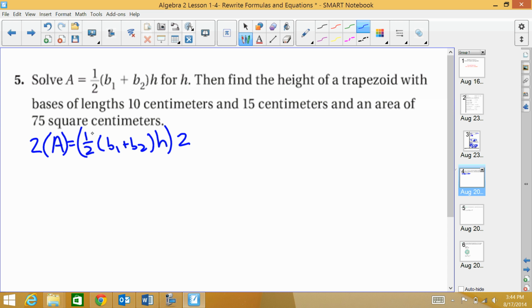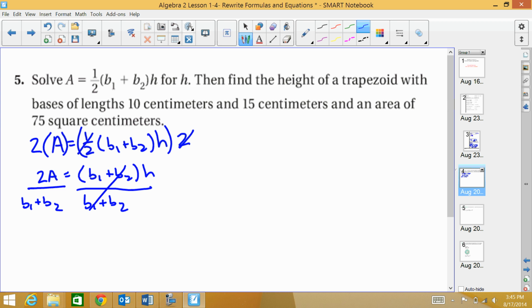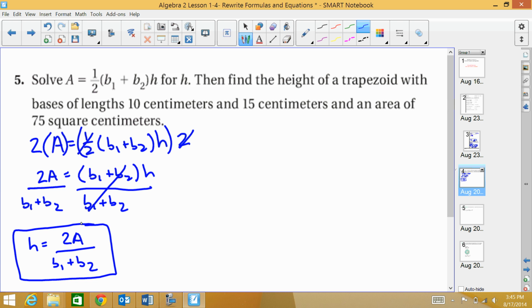So we're going to multiply both sides by 2. So that cancels out the 1/2. So then I get 2A equals base 1 plus base 2 times h. So then to get h by itself, since these are multiplied together, you can divide both sides by base 1 plus base 2. And you can put those in parentheses if you like or not. It doesn't make a difference really now. So we get that h equals 2A divided by base 1 plus base 2. So that's our equation that we came up with.